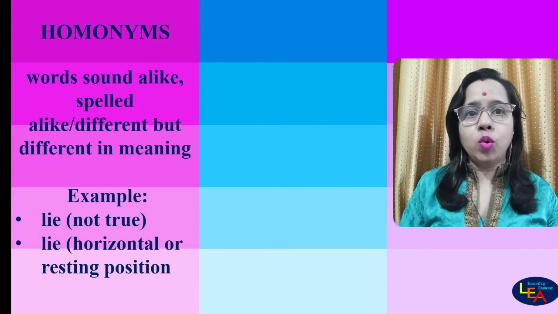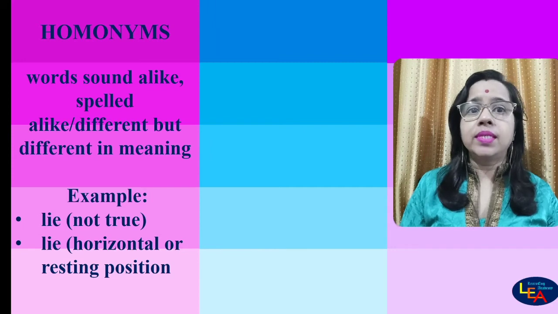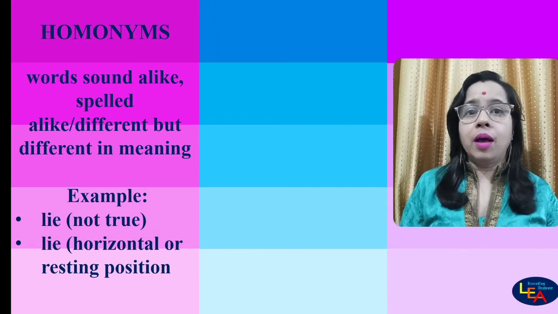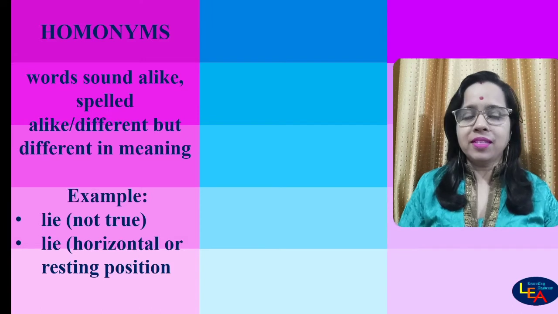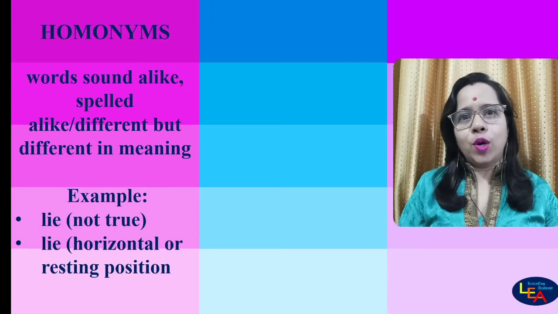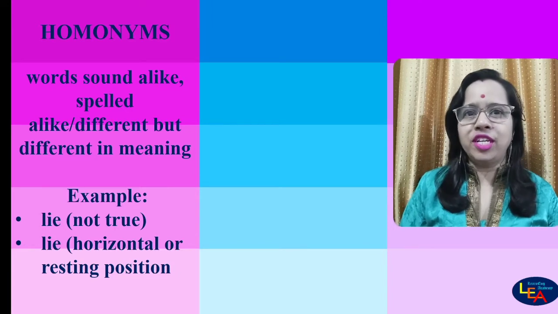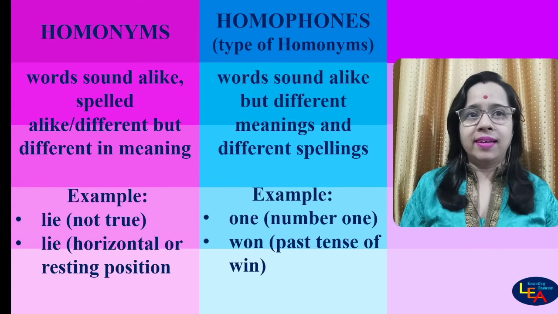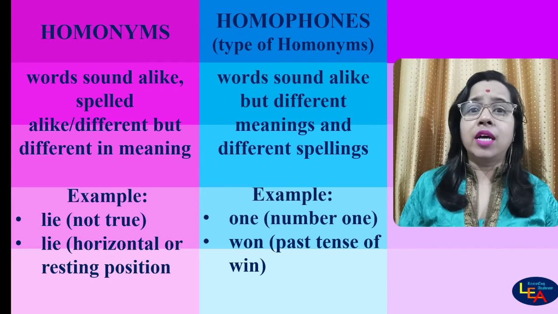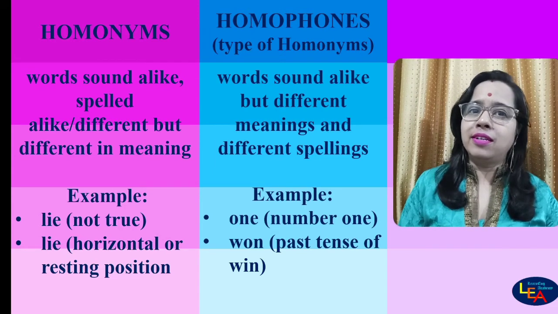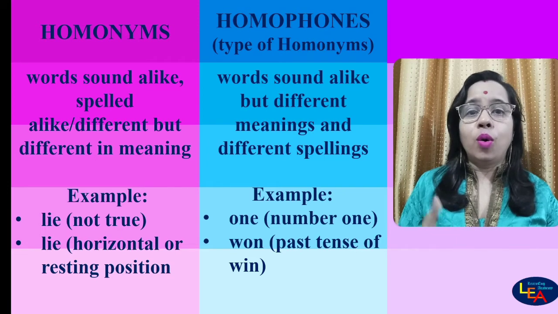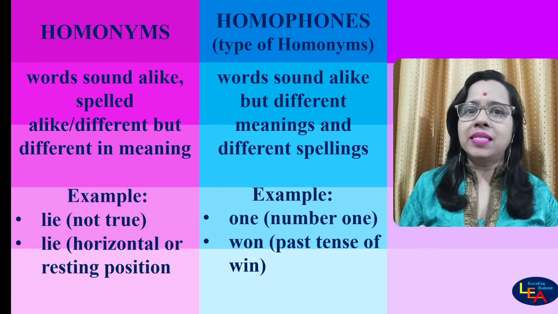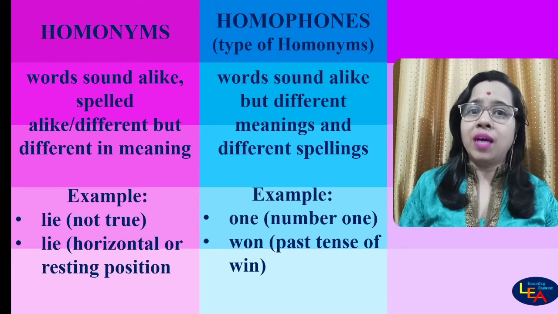Homonyms. Those words that sound alike, spelled alike or different but different in meaning. Example. Lie means not true and it also means horizontal or resting position. Homophones, a type of homonyms, words that sound alike but are different in meanings and different in spellings. Example, one, O-N-E, which means the number 1. One, W-O-N, which means past tense of win.